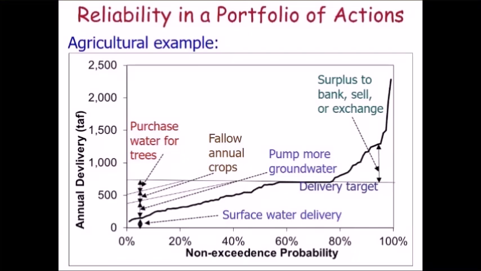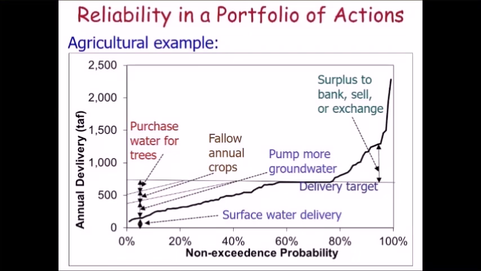You might maintain some annual crops that you can fallow. You don't want to, because you really don't want to fallow your almonds. That's very expensive. So you might fallow some annual crops with some probability and some amount. And you might be purchasing water from outside to keep your trees going for some fraction of the years.